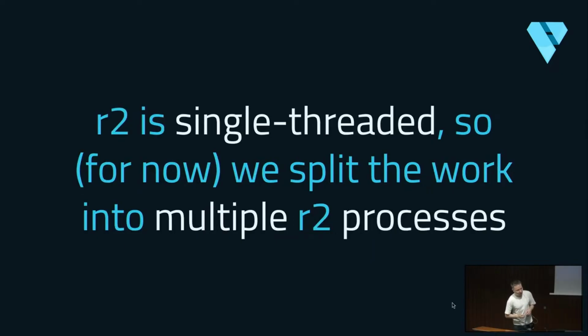So I have some ideas in this space. Basically, I rewrote the backend lately to use async Rust, so I have some ideas I might want to experiment with. But for now, at least, I'm just trying to split the work R2 does into multiple processes.